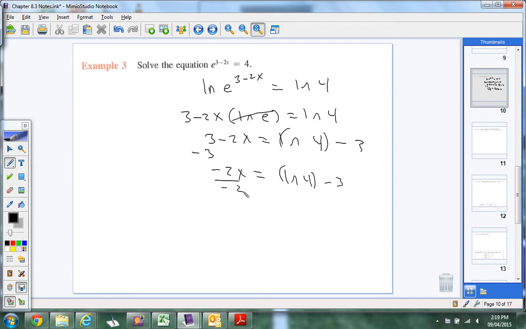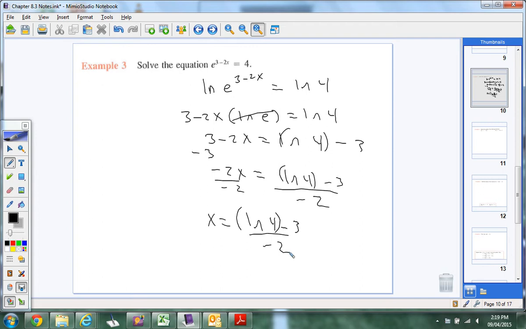Divide by negative 2. That's an answer. You can calculate that. When you put that in your calculator, you get like 0.8, I believe.